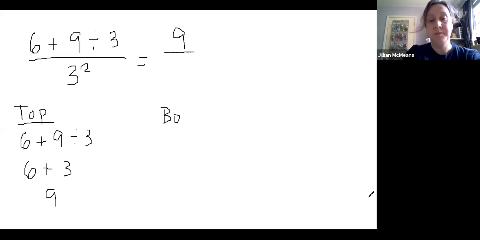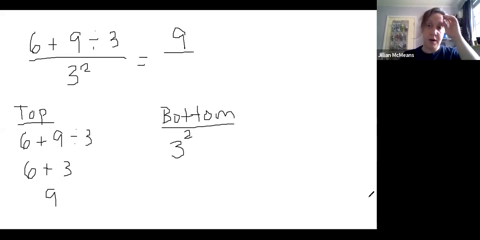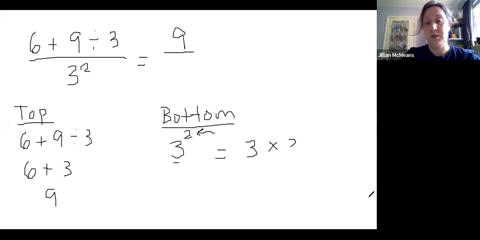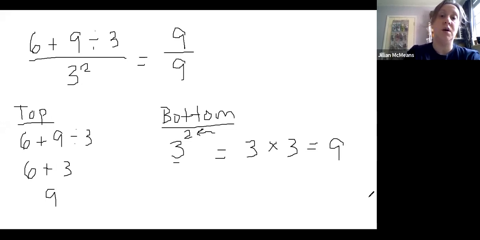And then for the bottom, we have 3 to the second power, or 3 squared. And just a quick reminder of exponents. Exponents are like shorthand for repeated multiplication. So this right here is telling me that 3, we call it the base, is being multiplied by itself repeatedly. The exponent here, 2, tells us how many times to multiply the 3. So this translates to 3 times 3, or 9. So my denominator is also 9.